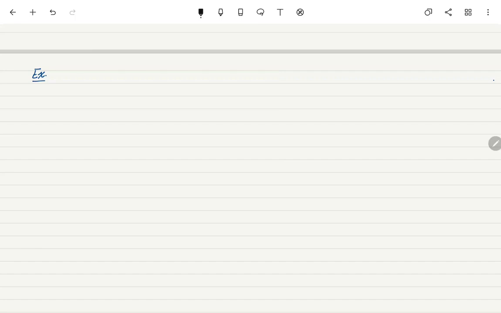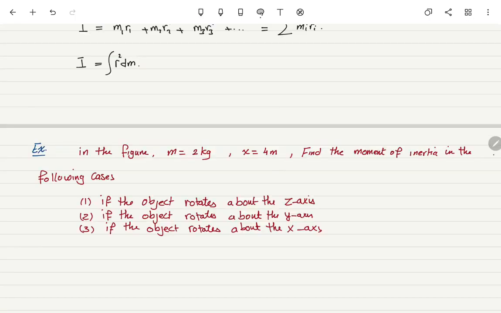Now let's have an example. In the figure, m equal to 2 kilograms, x equal to 4 meters. Find the moment of inertia in the following cases: if the object rotates about the z-axis, if the object rotates about the y-axis, and if the object rotates about the x-axis. So we have here x and y coordinates, and we have a mass m located on the x-axis, a distance 4 meters. This is the x-axis, this is the y-axis, and the z-axis is out of the plane.